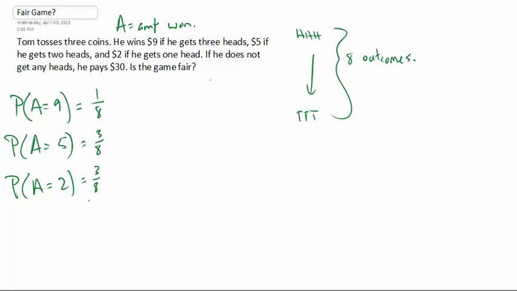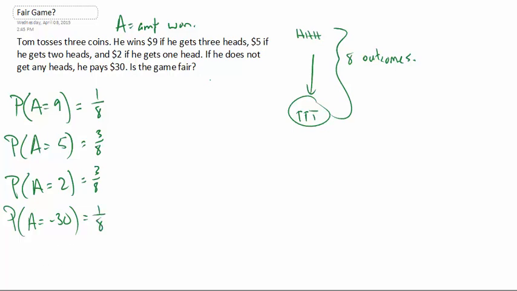But this is not a probability distribution. Although these probabilities are all between 0 and 1, these do not add up to 1 yet, which means we're missing something. And we're missing the one where they're all tails. Well, what's the value of our random variable there? Well, the value of our random variable there is -30. He loses 30, and the probability of that is 1/8.